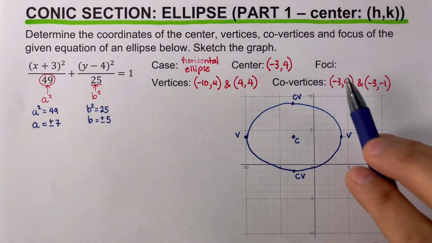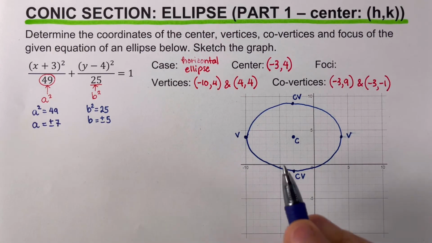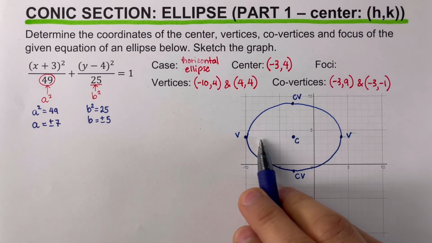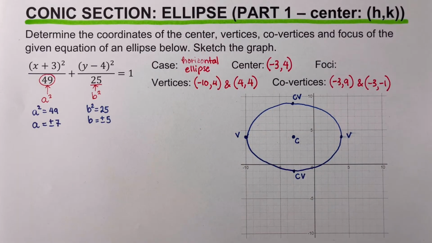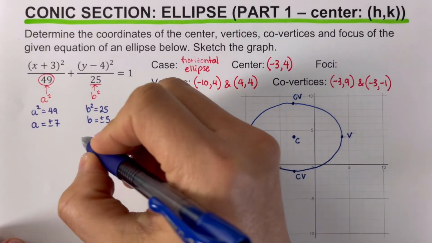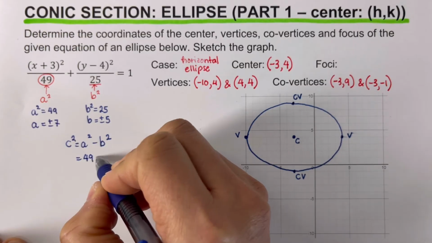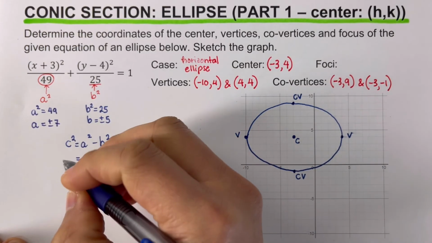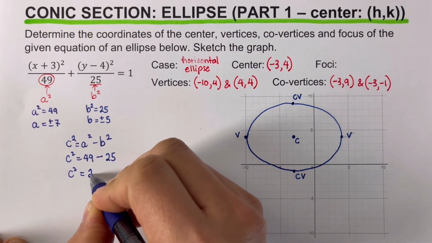Okay, we need to determine the coordinates of the two foci. So we are given a and b, and we remember that our foci should be located on the major axis. It should be located along this line segment. And so we remember that the distance from the center to the foci is represented as letter c. And we can solve for c using the equation c squared equals a squared minus b squared. So I'm going to go ahead and write that up here. I will plug in the value for a squared, which is 49, minus the b squared, which is 25. So we get a c squared of 49 minus 25, which is 24.